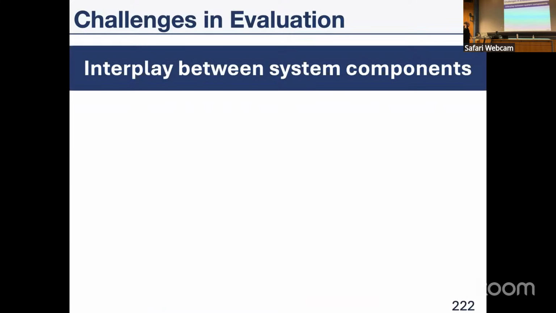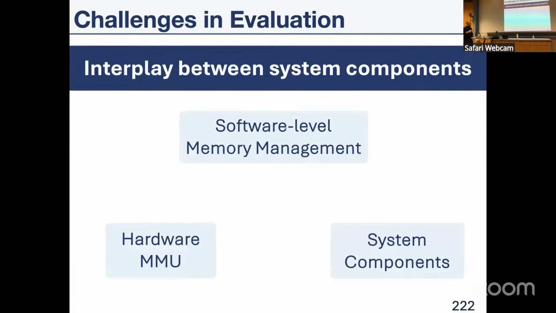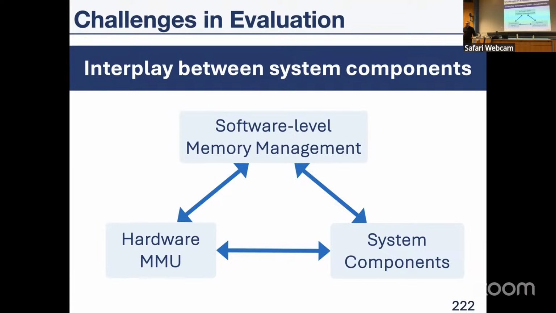Let's talk about the challenges in evaluating these sort of designs. The problem, as you have probably understood already, is that we have too many components. We have system components, software components at the operating system level, hardware MMUs, TLBs, page table walkers, and they all interact with each other, right? And this makes the simulation and evaluation of such approaches very hard.